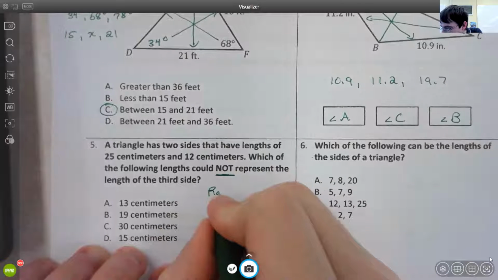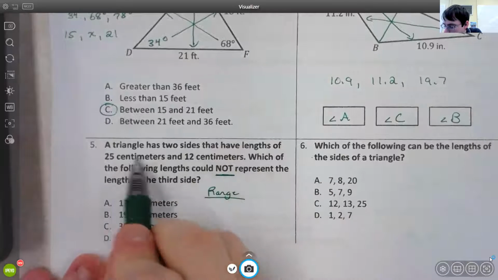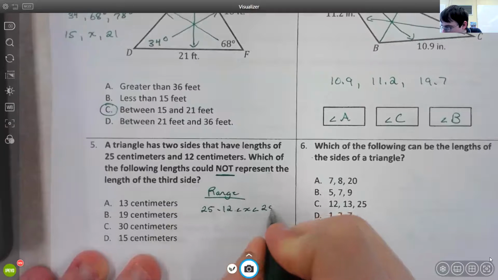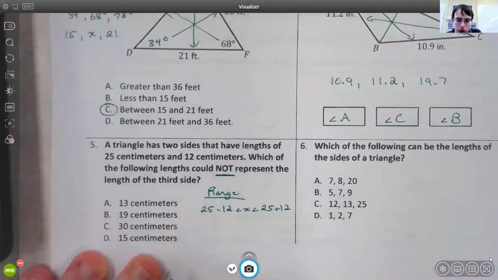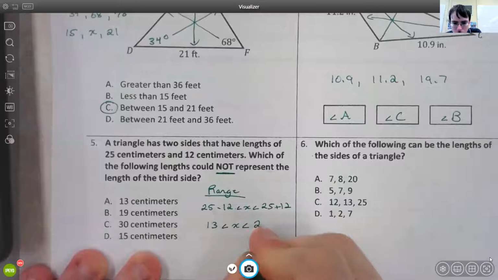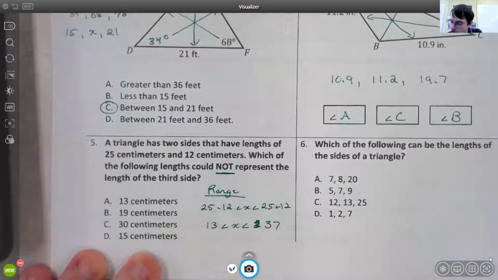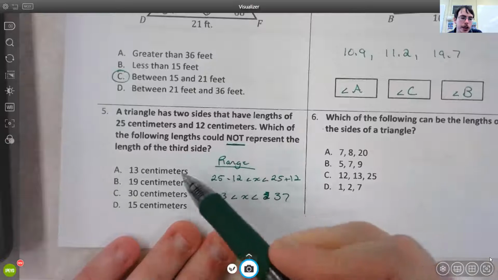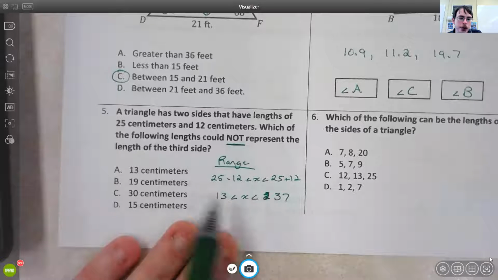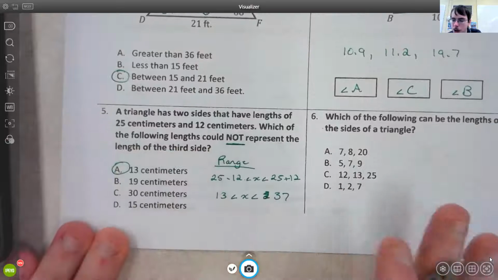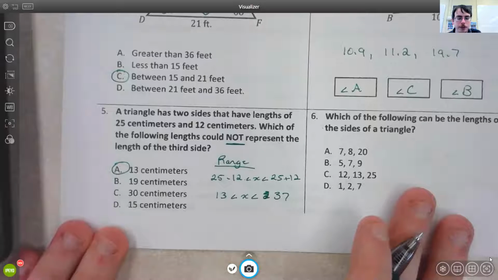So our range, remember we're going to take these 2 numbers and subtract them. So 25 minus 12. Then we're going to take 25 plus 12. 25 minus 12 gives us 13. 25 plus 12 gives us 37. So X has to be between 13 and 37. So looking at these, 19 is between those 2 values. 30 is between those 2 values, and 15 is between those 2, but 13 is not. So 13 would not work. So that would be our answer.